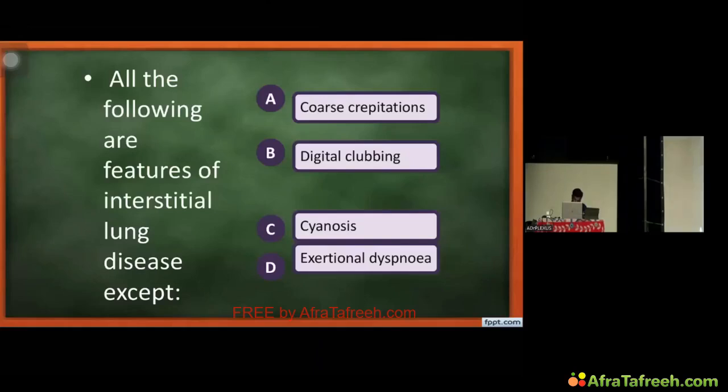All of the following are features of interstitial lung disease except exertional dyspnea. Yes, actually cyanosis can be seen in this condition. Clubbing will be seen. It is fine Velcro crepitations.